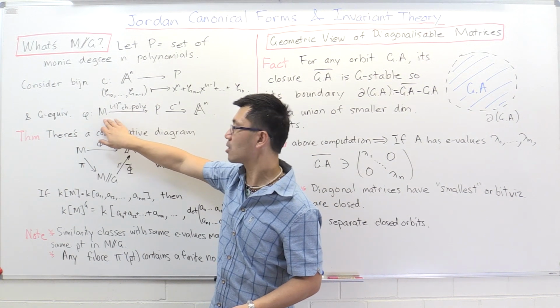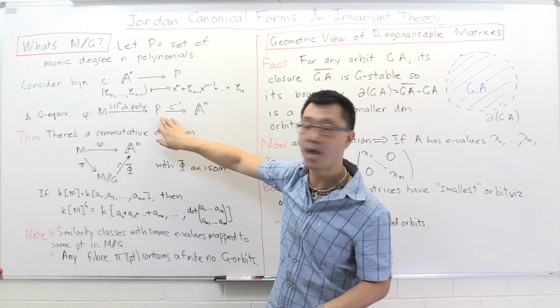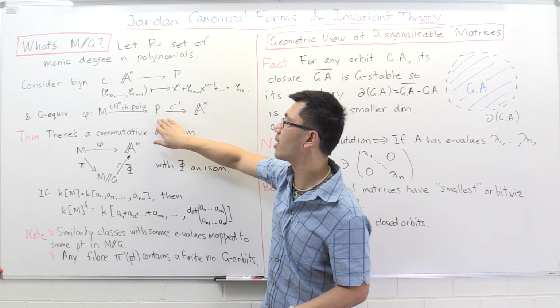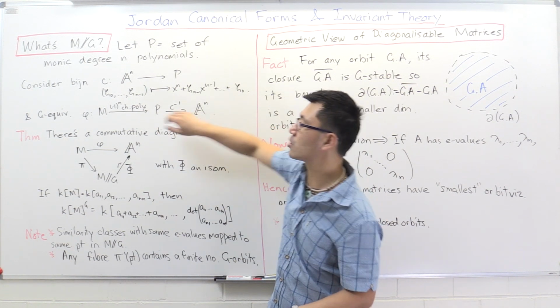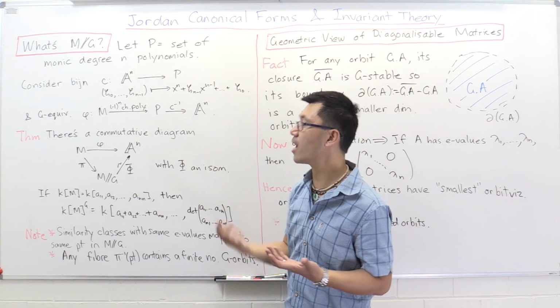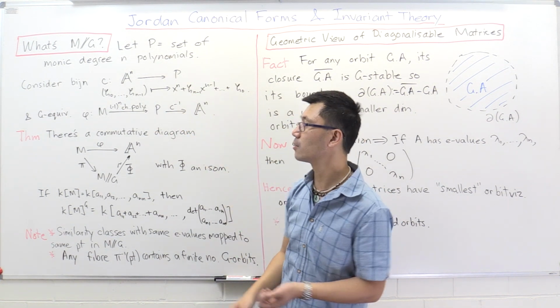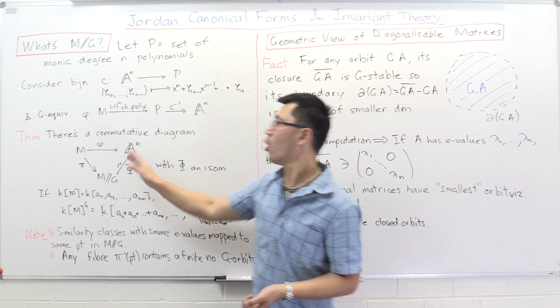Or if you just take the characteristic polynomial, which is the same, because this is a similarity invariant, and map it to here, and then you act, which is a trivial action, which doesn't do anything. Okay, so those two composites are the same, so this is G equivariant. Okay, so what's the theorem?